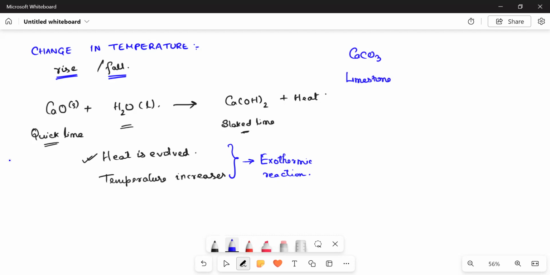Now to make it react, what am I supposed to do? I'm supposed to heat it up. मुझे क्या करना है? इसको heat करना पड़ेगा. I can write this heat.